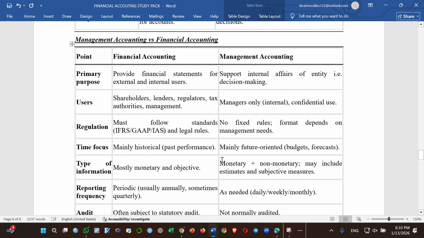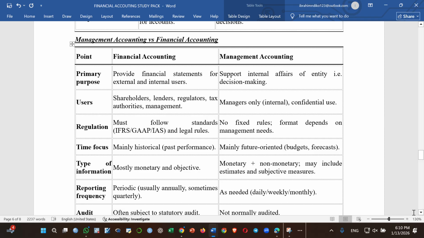International Accounting Standards. So, regulation. Financial accounting is regulated by International Financial Reporting Standards, Generally Accepted Accounting Principles, and International Accounting Standards. For management accounting, there is no general rule to follow.